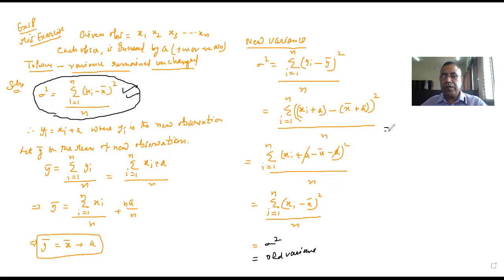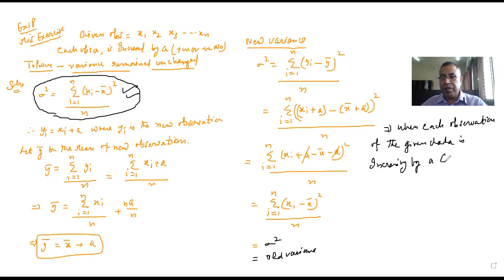Which implies when each observation of the given data is increased by a constant, the variance remains unchanged.